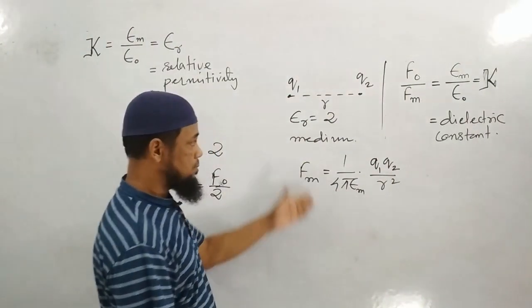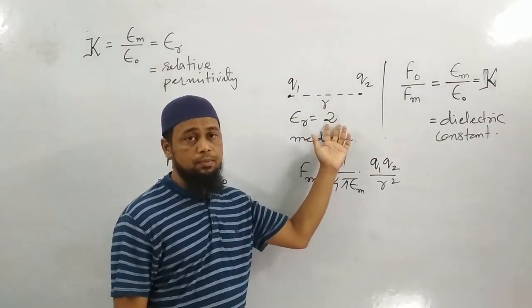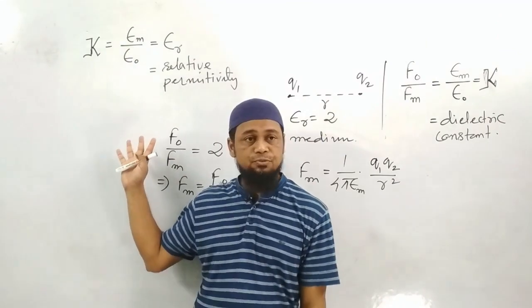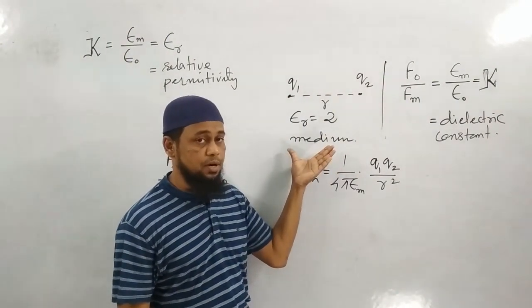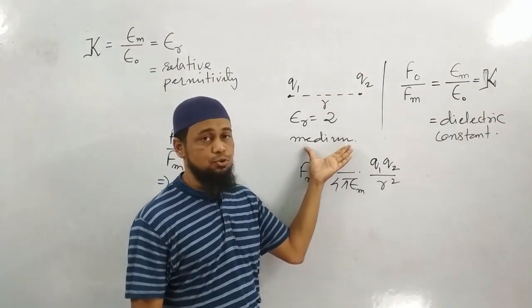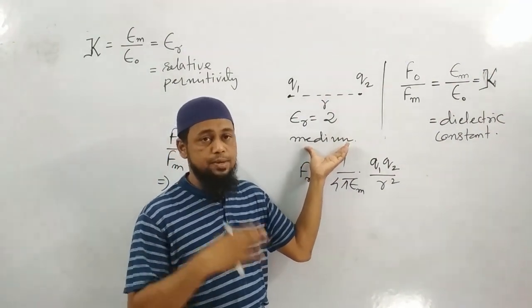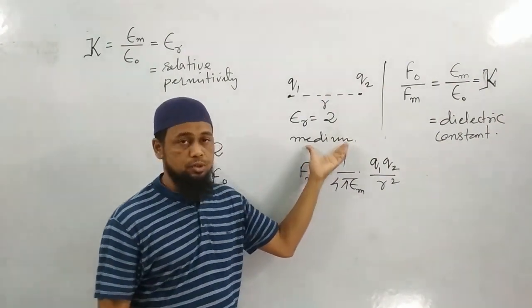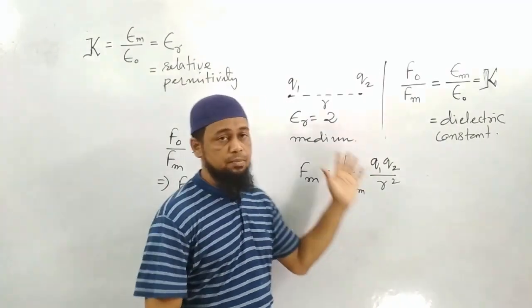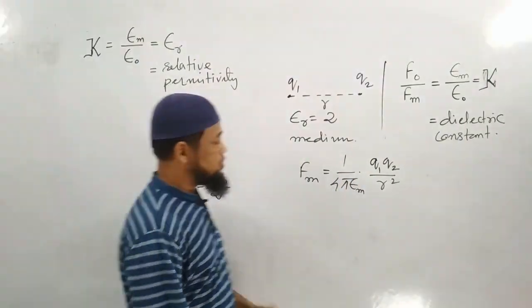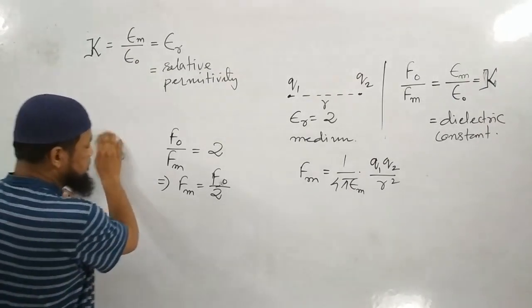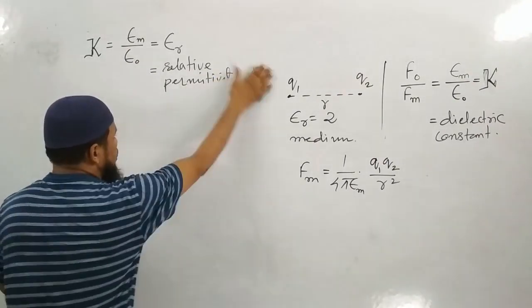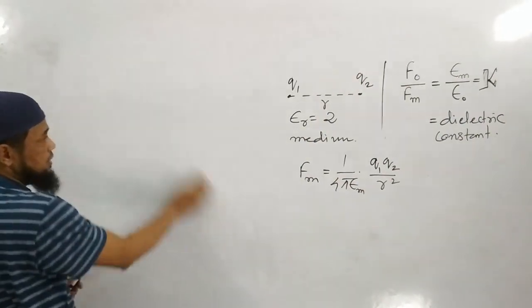So if the dielectric constant of this medium is 2, and in vacuum the force was 4 Newton, then in the medium, for the same separation and the same charges, the force will become half of that, reduced by 2. That means it will become 2 Newton. If it is 4 Newton in vacuum, then in medium it will become 2 Newton. This is the point you need to understand. So here we have learned about dielectric constant.